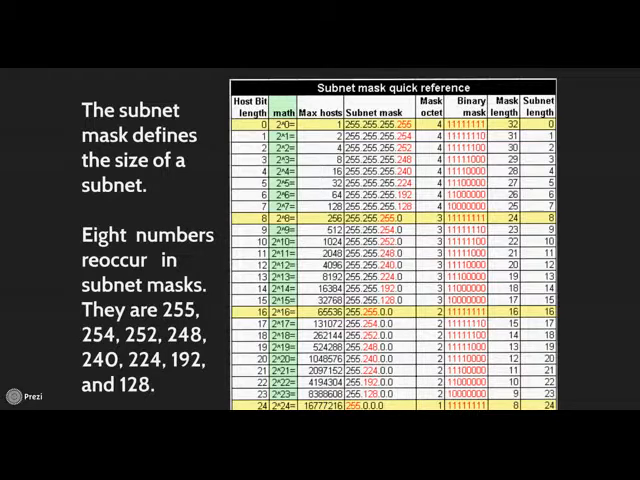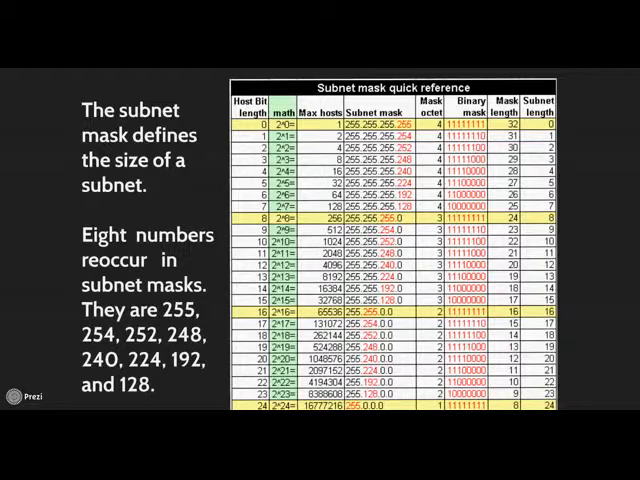The subnet mask defines the size of a subnet. 8 numbers keep reoccurring in subnet masks. They are 255, 254, 252, 248, 240, 224, 192, and 128. Those repeat over and over for each class of network to subdivide it.